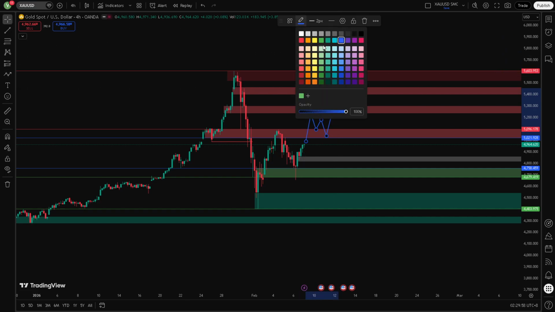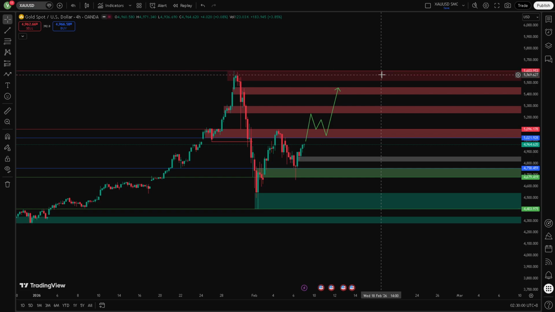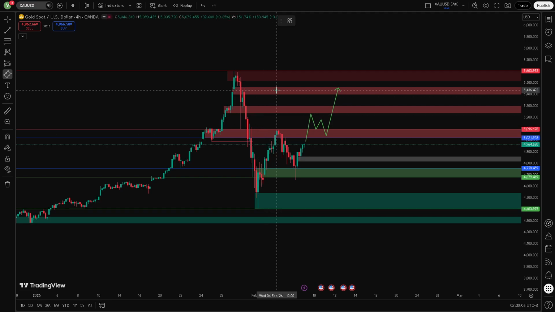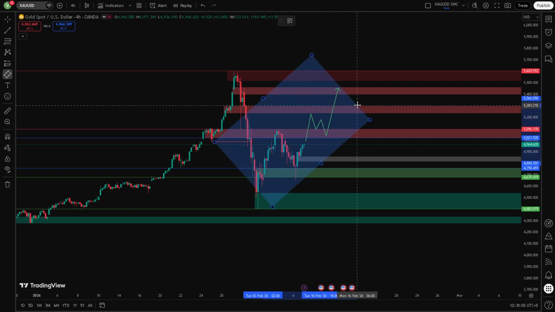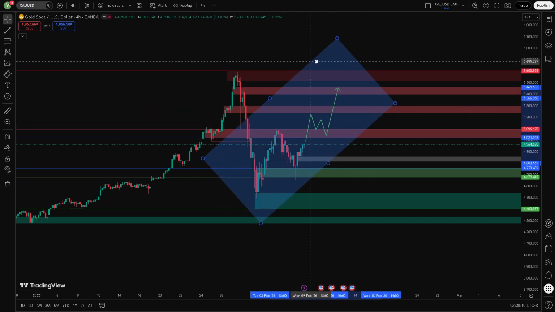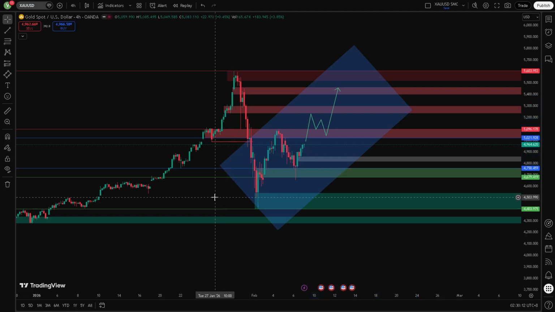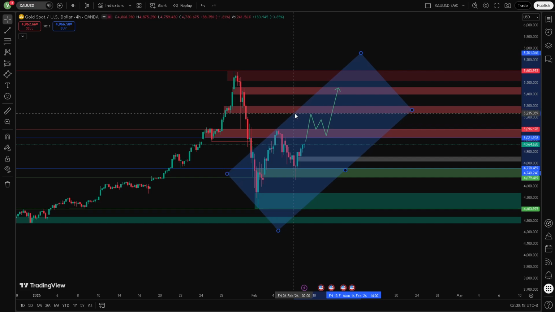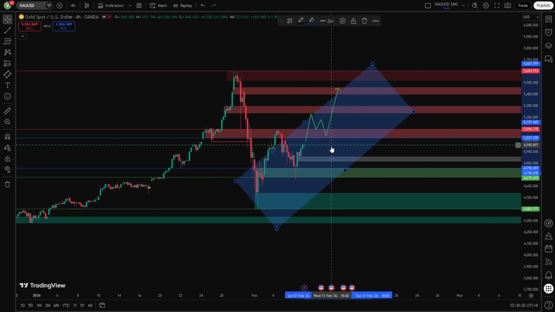I'm not gonna say it's gonna be a lot of movement, but if we have to make a channel over here, I think the price will move like this. All right, the price will move like the channel that I'm drawing right now.